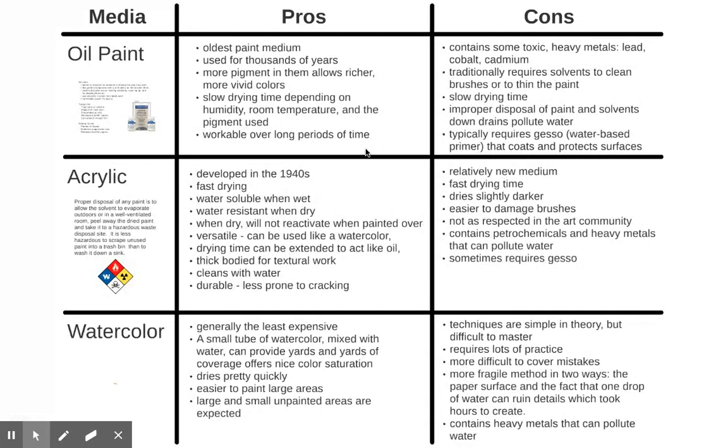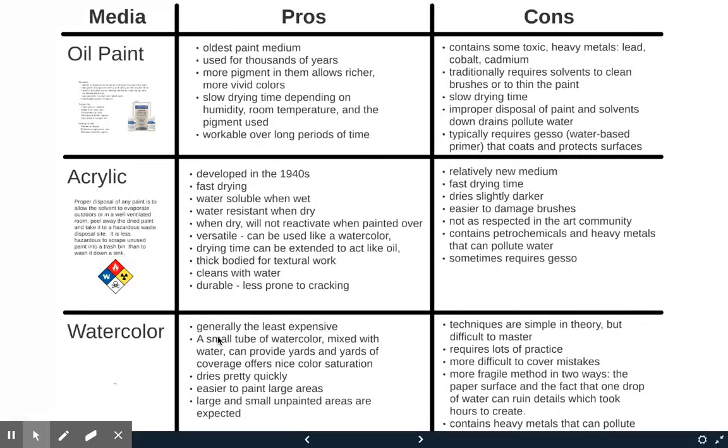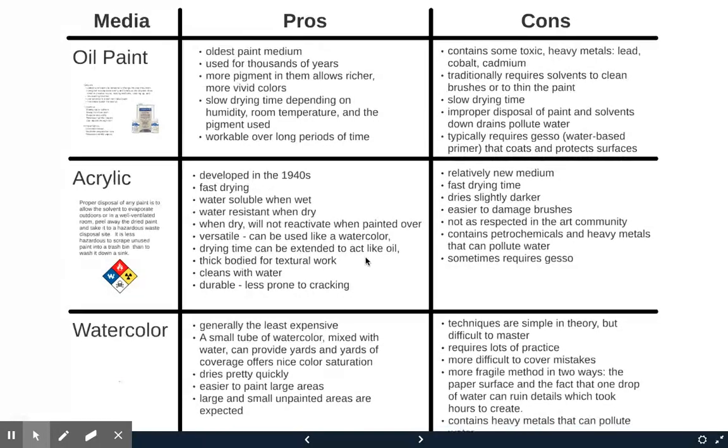Large and small unpainted areas are expected. So, places where you would leave the white paper or the white canvas, that's part of the technique of watercolor. Whereas with oil paint and acrylic, traditionally you paint the entire surface and don't leave any area exposed, I guess. If you paint and leave areas of paper unpainted in watercolor, it doesn't look like it's unfinished, whereas it would look unfinished if you did that with acrylic or oil paint.